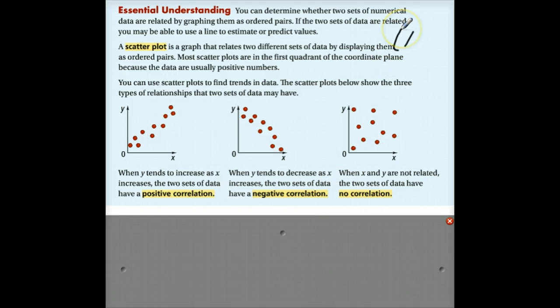Remember, ordered pairs are our x, y values. Most scatter plots are in the first quadrant. So if we have a coordinate plane, they're usually in this first quadrant because our x's are positive and our y's are positive. You can use scatter plots to find trends in data.